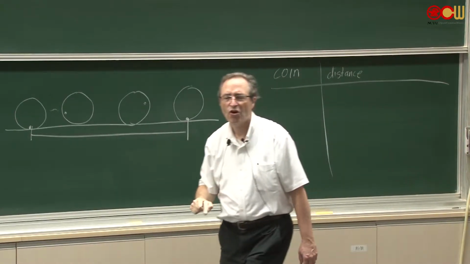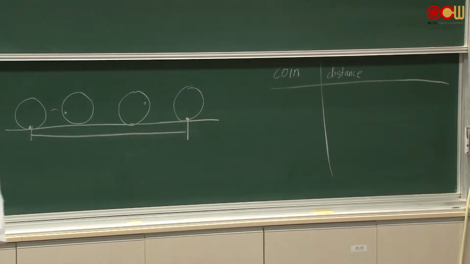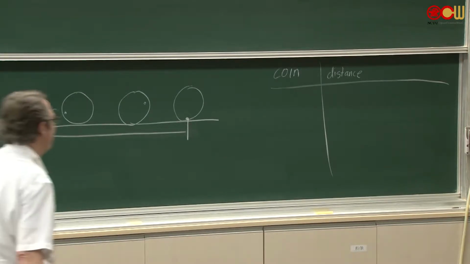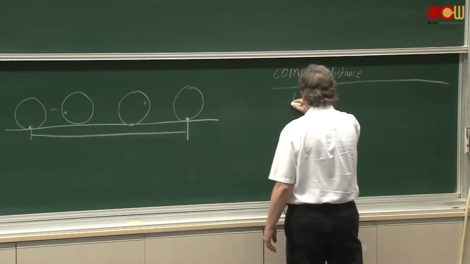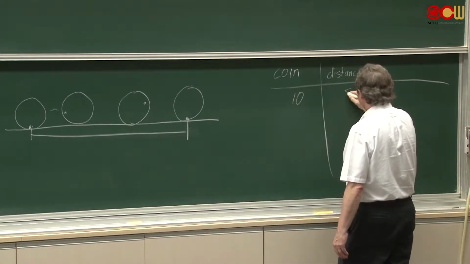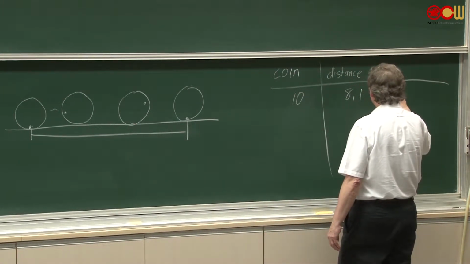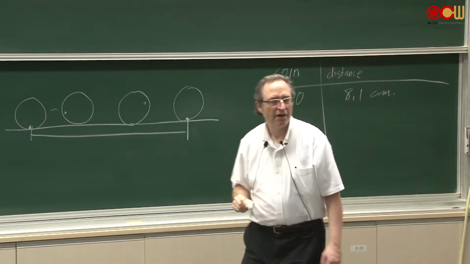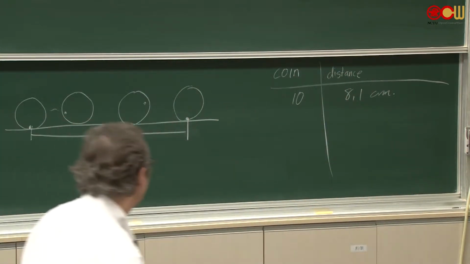All right. Who has a number? Nobody? Did you do it? What did you get? 8.1. 8.1 what? Centimeters? All right. And what kind of coin is that? All right, 8.1 centimeters. Anyone else? 7.8, okay.